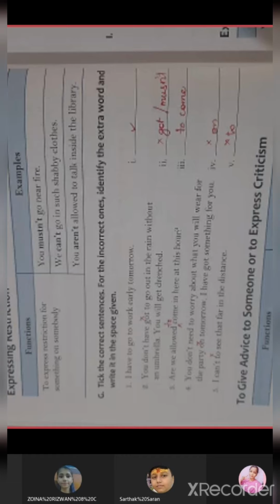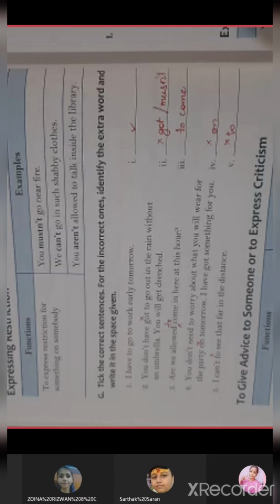Number four, you don't need to worry about what you will wear for the party on tomorrow. But on party tomorrow, I have got something for you. Cut on. You will not write on in the sentence. Number five, I can't to see that car in the distance. The answer, I can't see that far in the distance. That means you will cut to here.